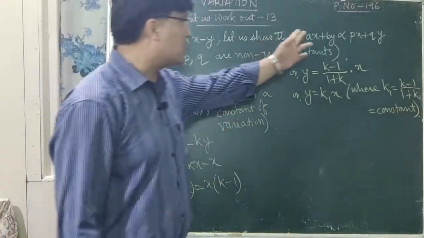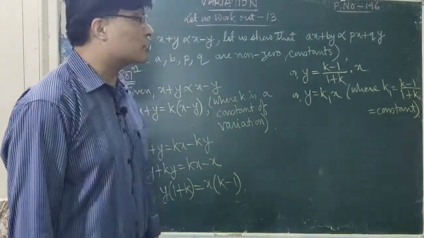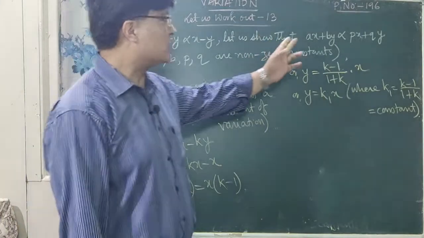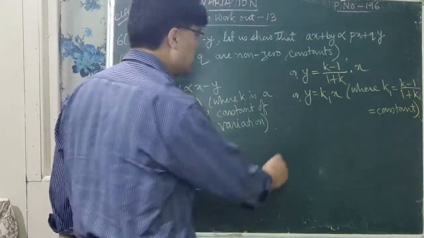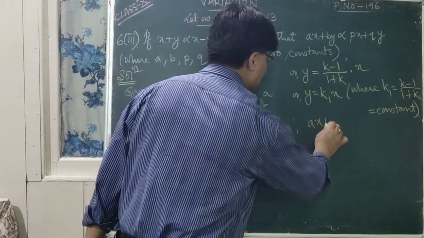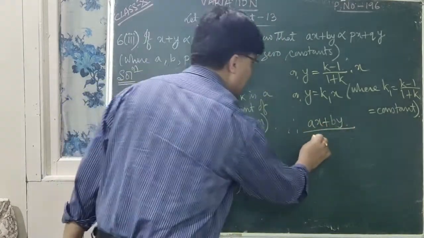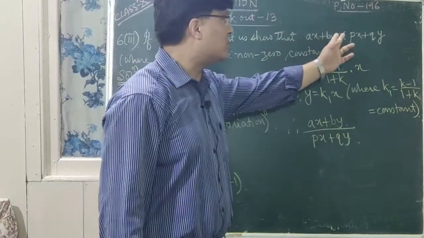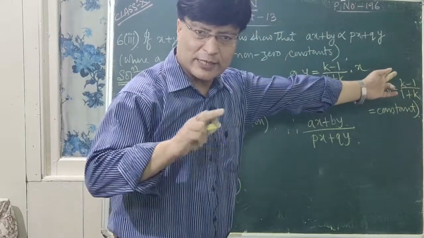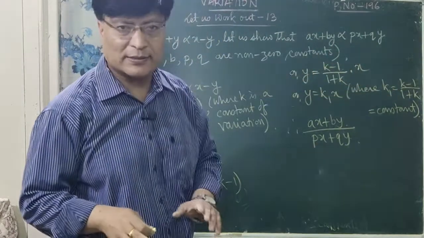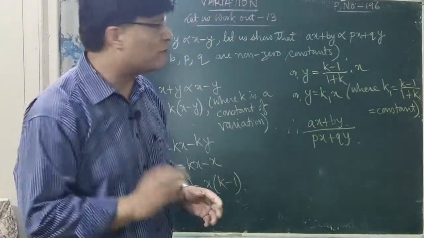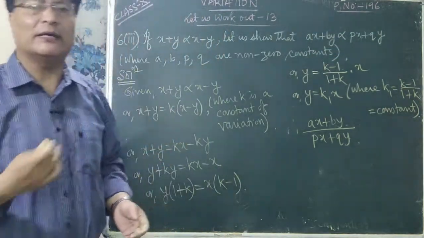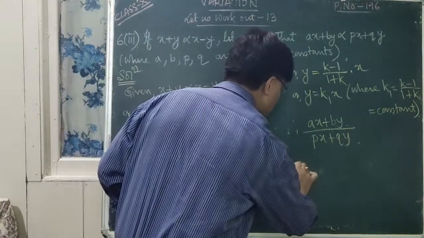Now let us prove this relation now. So ax plus by proportional to px plus qy. You know how to prove it. Let us find out the value for first left hand side divided by right hand side. That is, we have to get the value for ax plus by divided by px plus qy. That is, we have to prove this LHS is proportional to RHS. LHS means left hand side and RHS means right hand side. Okay, so in order to prove this relation, let us find out the value for ax plus by divided by px plus qy. That is LHS divided by RHS. Okay, so let us put the value out here.